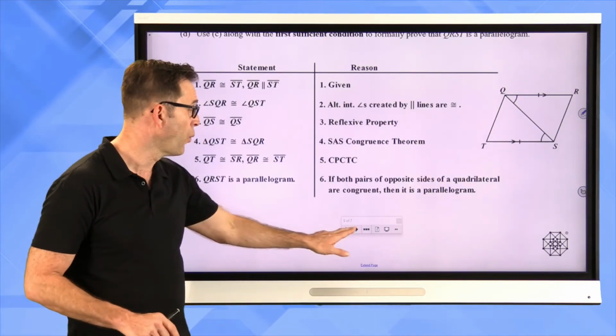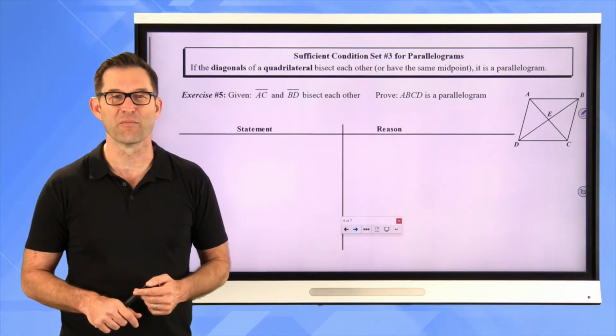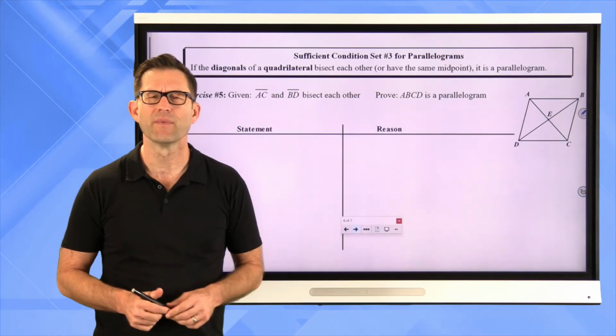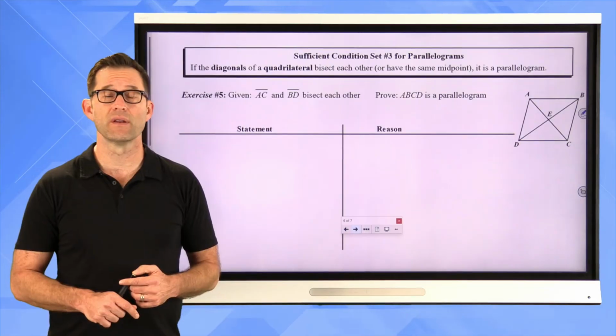Okay, let's look at one final sufficient condition. Sufficient condition set number 3 for parallelograms. If the diagonals of a quadrilateral bisect each other, or have the same midpoint, it is a parallelogram. All right, so let's take a look at exercise number 5, where we prove sufficient condition set number 3.